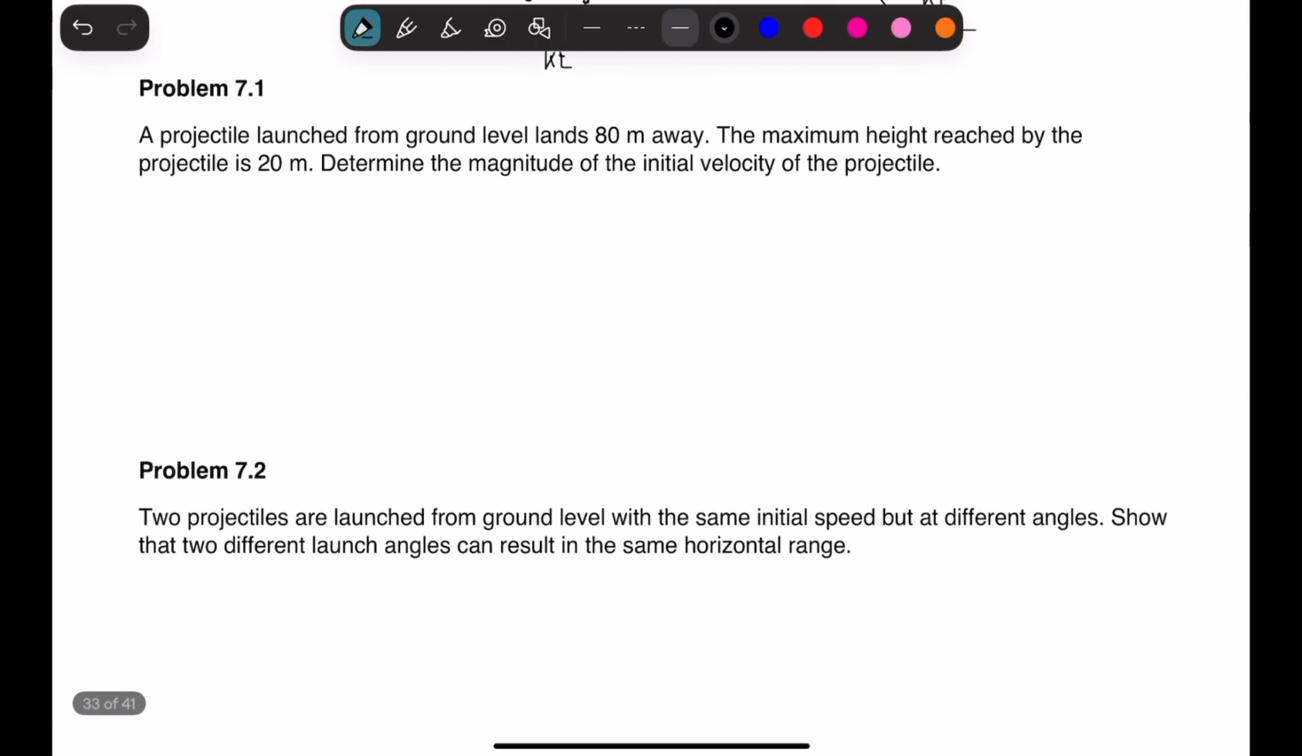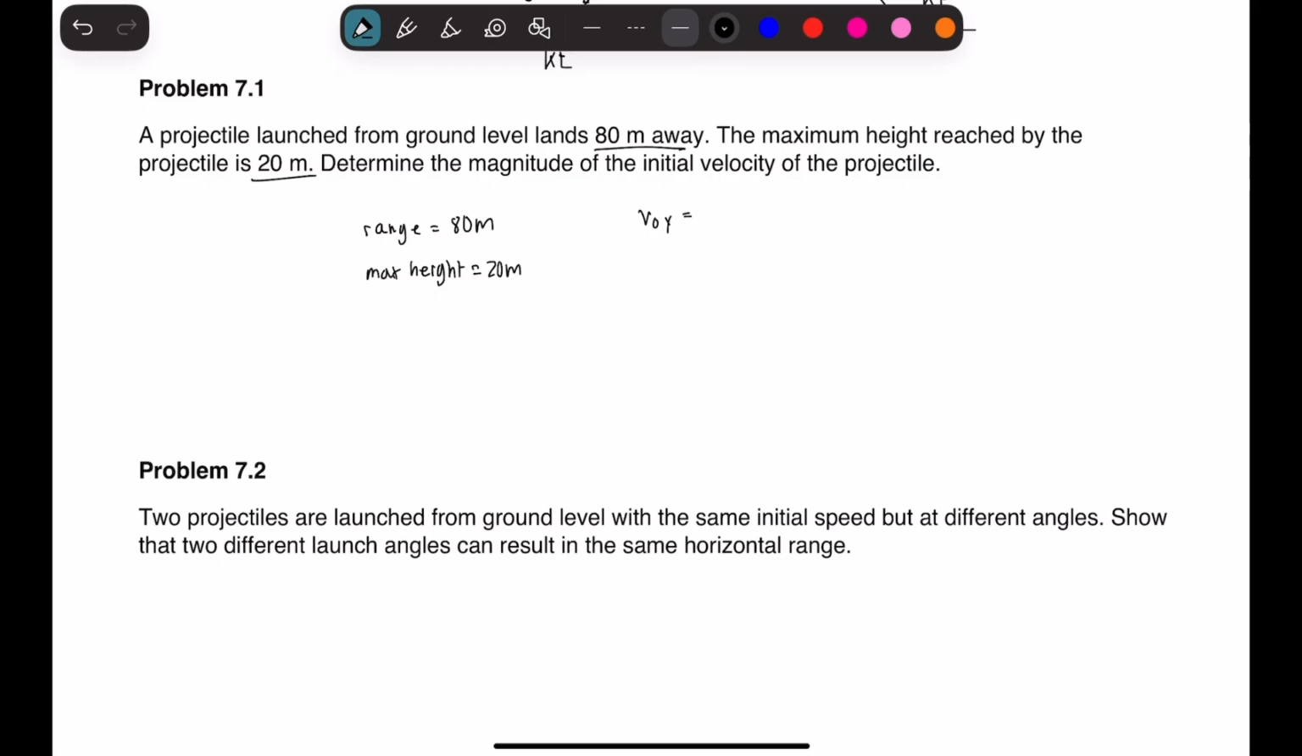A projectile launched from the ground lands 80 meters away. The maximum height reached by the projectile is 20 meters. Determine the magnitude of the initial velocity of the projectile. So the range is going to be 80 meters. And the maximum height, that's going to be equal to 20 meters.